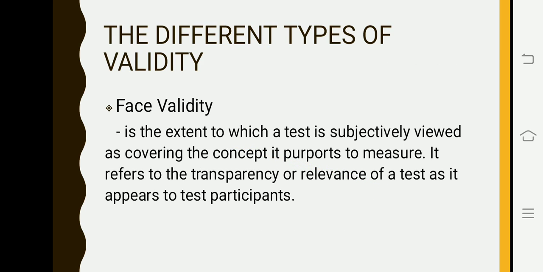Let's move on to the different types of validity. First, we have face validity. Face validity is the extent to which a test is subjectively viewed as covering the concept it purports to measure. It refers to the transparency or relevance of a test as it appears to the test participants.